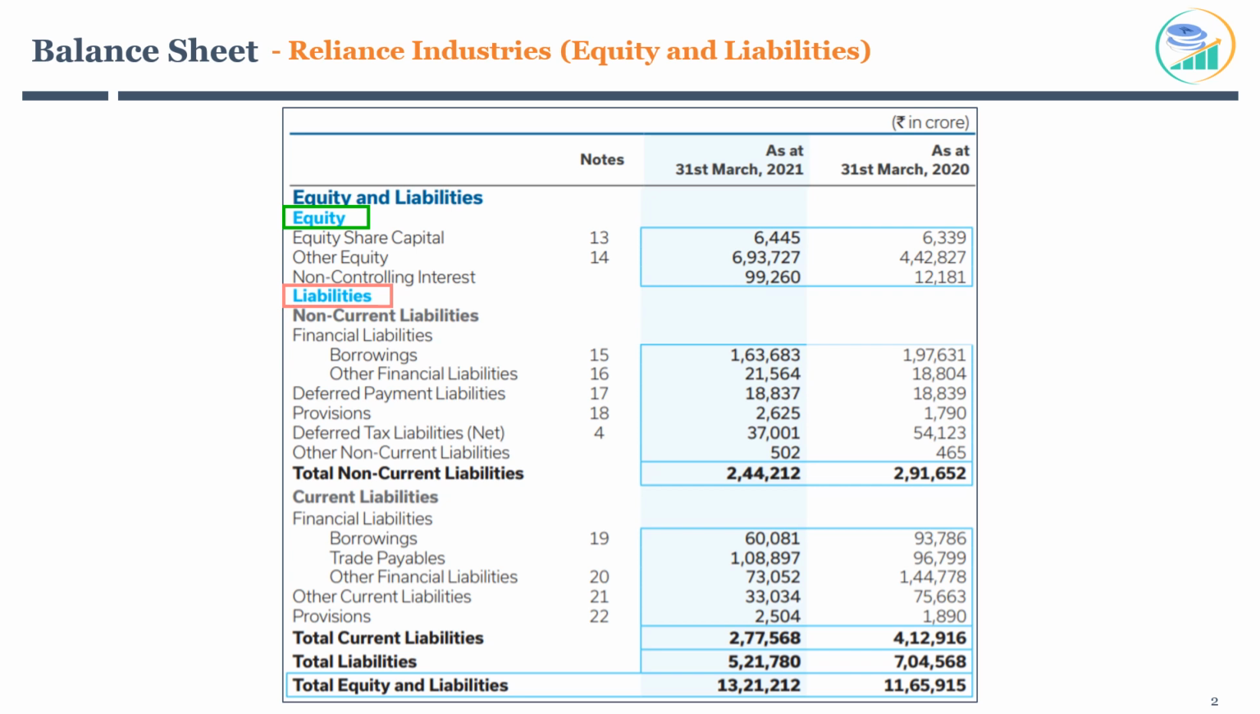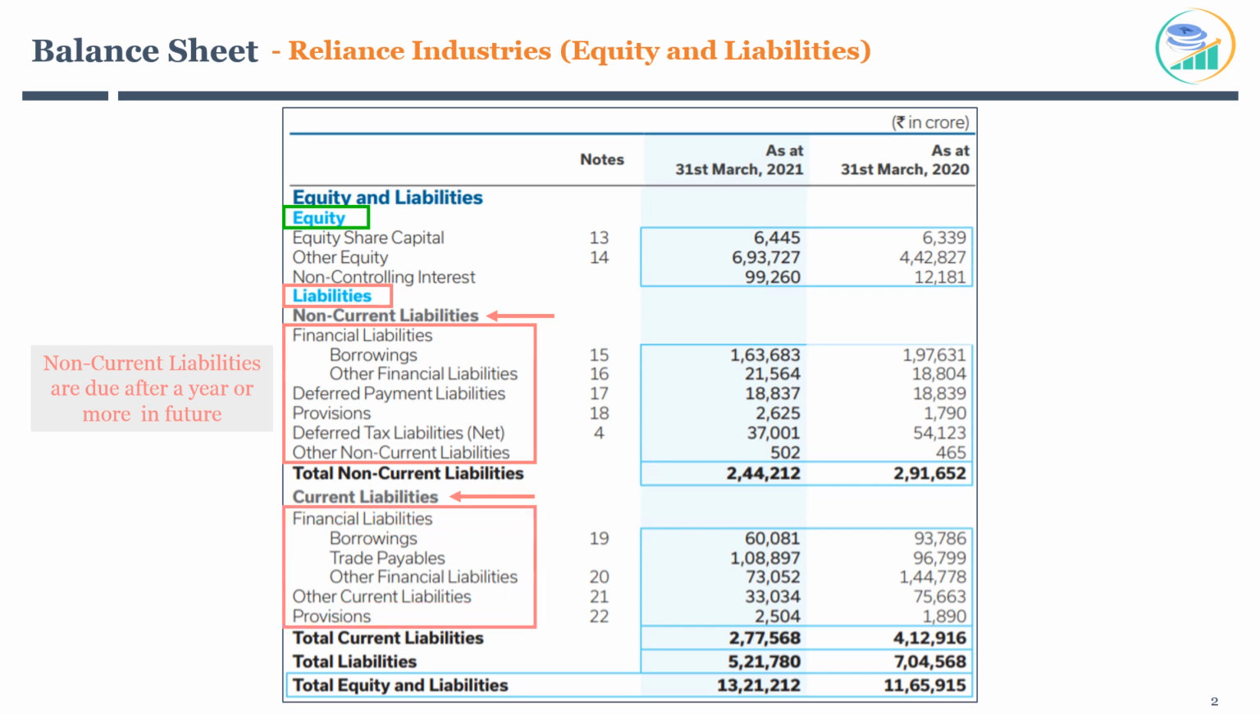Liabilities are classified into two distinct categories: non-current liabilities and current liabilities. Non-current liabilities include financial liabilities like long-term borrowings, long-term provisions, deferred tax liabilities, and so on. Non-current liabilities are due after a year or more in the future. The next line is current liabilities. It includes short-term financial liabilities, short-term provisions, and so on. Current liabilities are due and payable within 1 year.